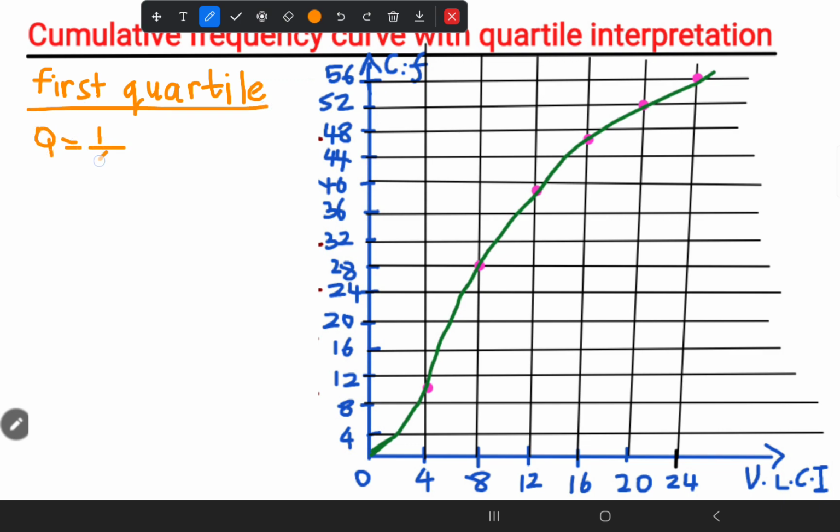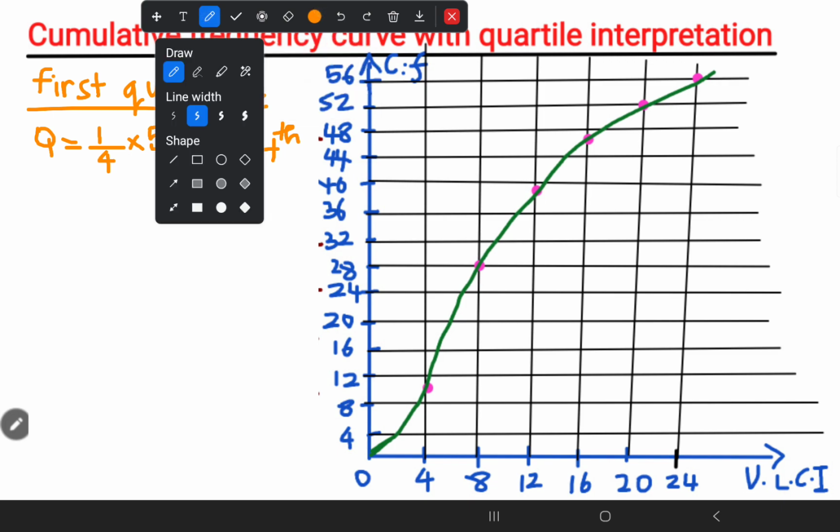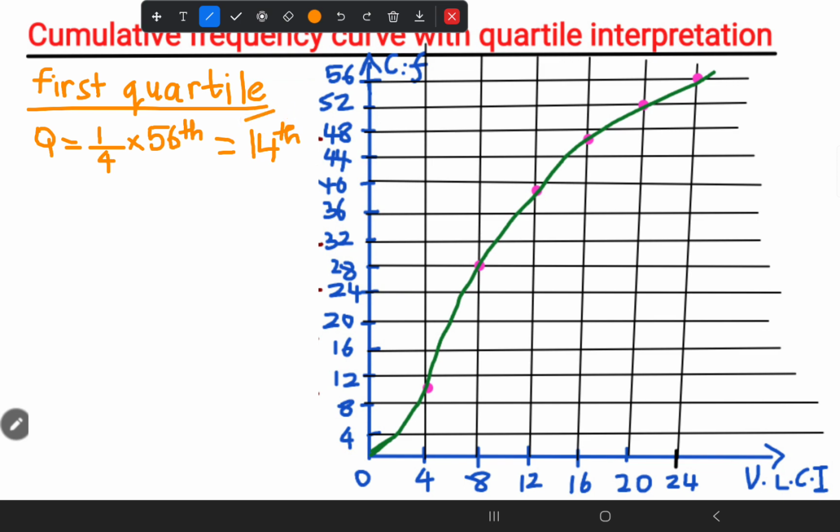1/4 of total cumulative frequency count, that is 56. 1/4 of 56 means 56 divided by 4, that will give you 14 as the quotient. So through the 14th coordinate of the vertical axis, you should draw a straight line. At the exact 14th location. That means which lies in between 12 to 16. To that, draw a straight line to where it intersects with our curve.